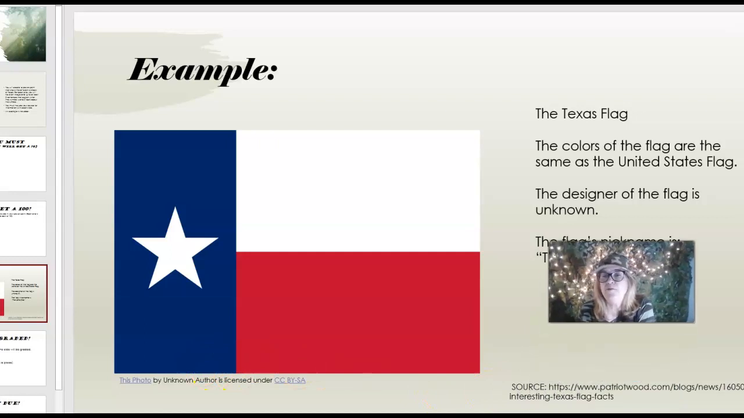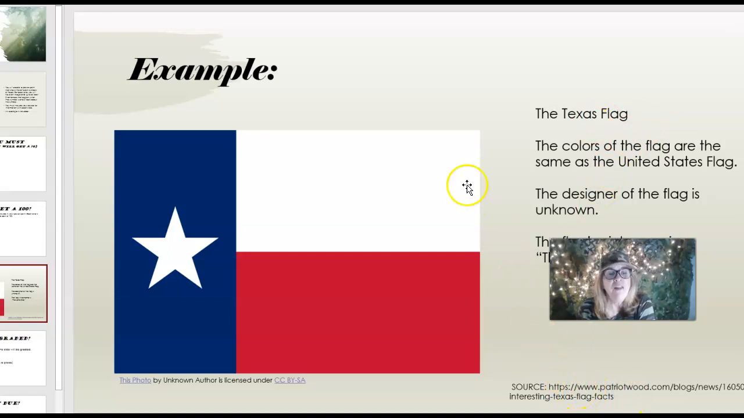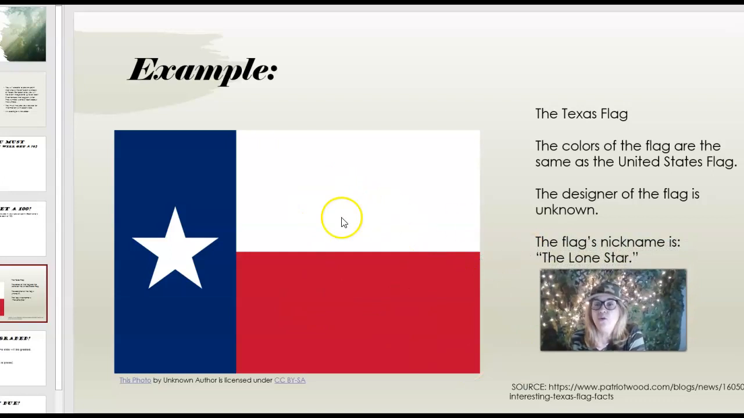At the bottom, let me move myself. At the bottom, it says source, https://www.patriotwood.com. And she got it from a blog. So you need to make sure that you're getting the information and sourcing it at the bottom. Then you also do it for the picture. This picture under the Texas flag, it says this photo by unknown author is licensed under CC-BY-SA. So just make sure that you get the credentials of where you got this information so that we can not have plagiarism in your examples, okay?